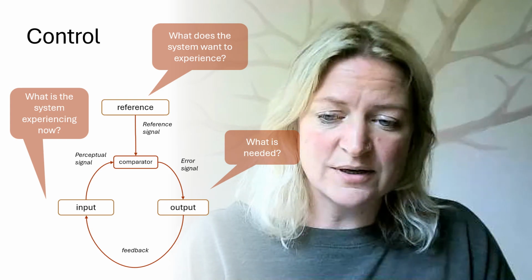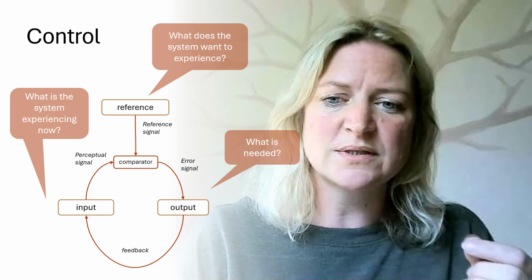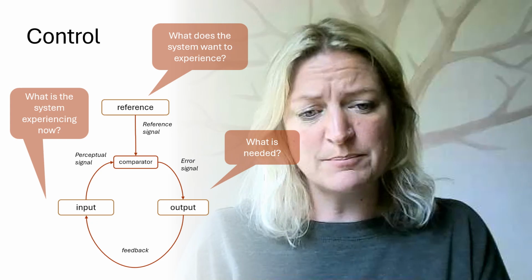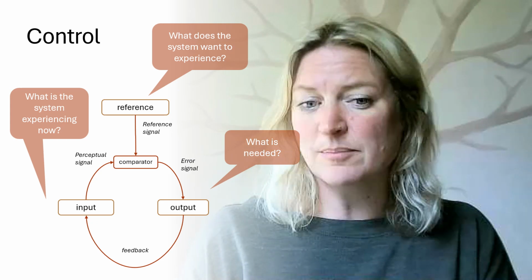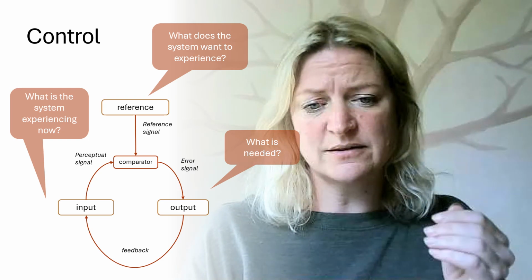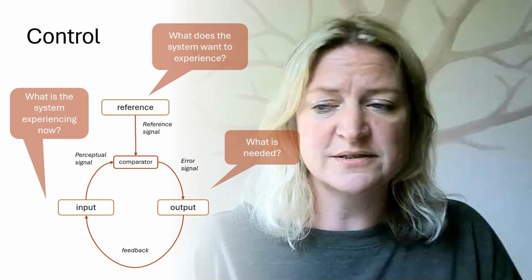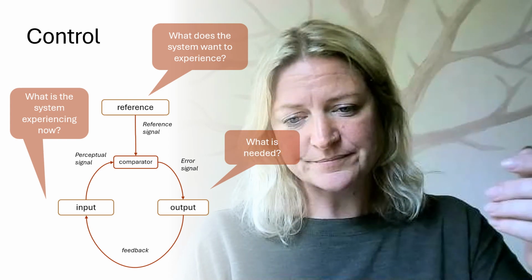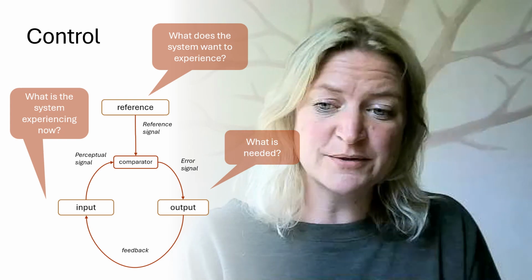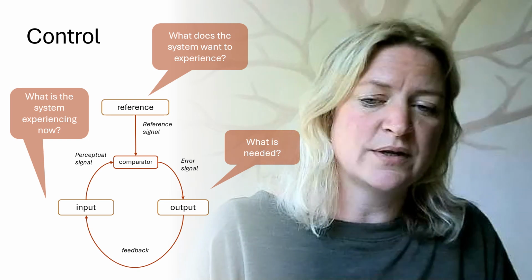And then another important aspect is the reference signal. And this represents what the system wants to experience. Both this input signal and the reference signal are perceptual signals. They have the same quality. They have different values, but they are the same. So you can use them for computation. And that's what happens in the comparator, which computes the difference between the reference signal and the input signal. And this is what we call the error signal.